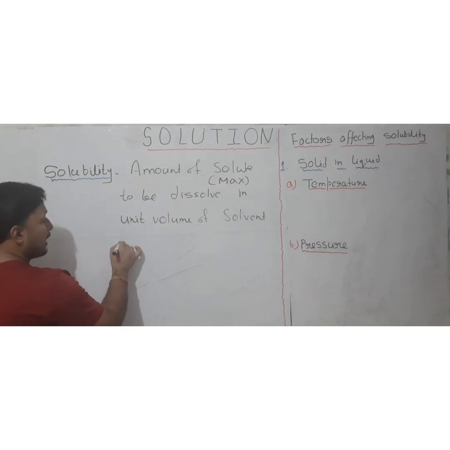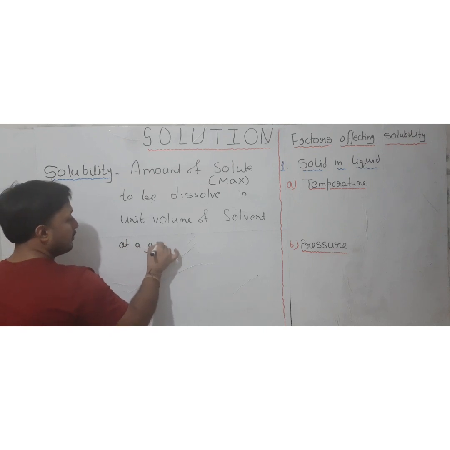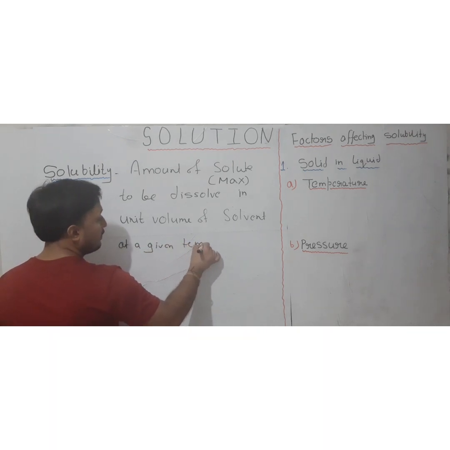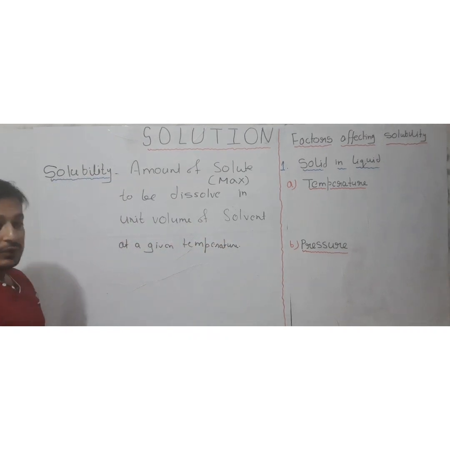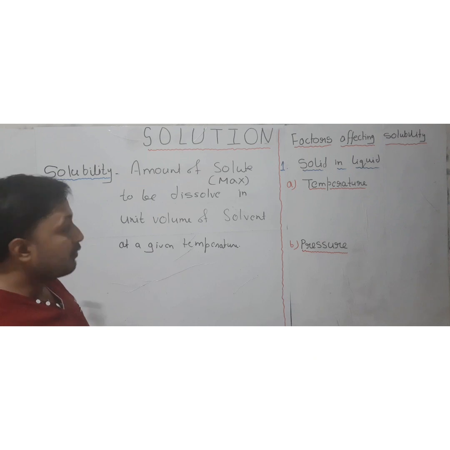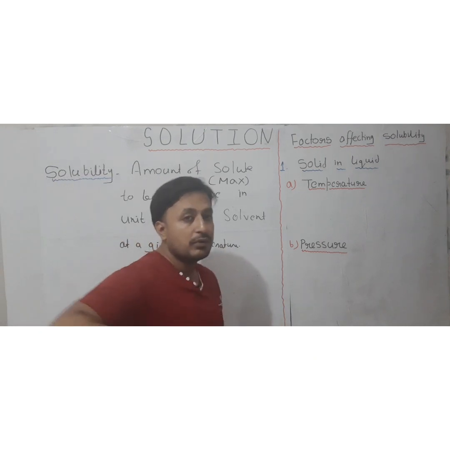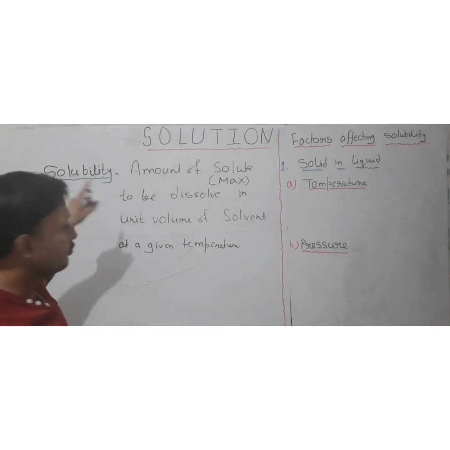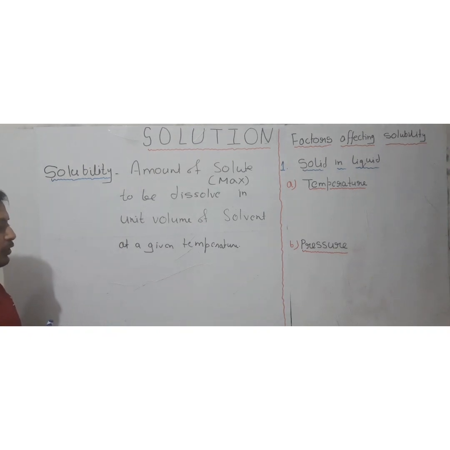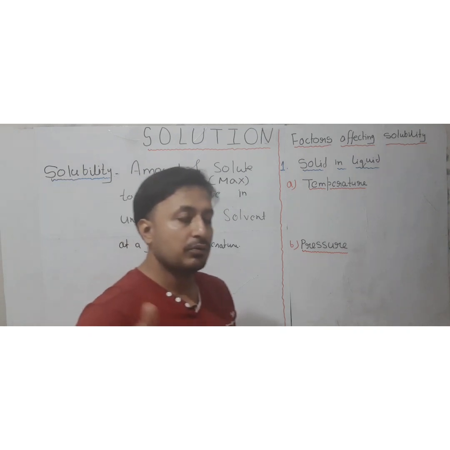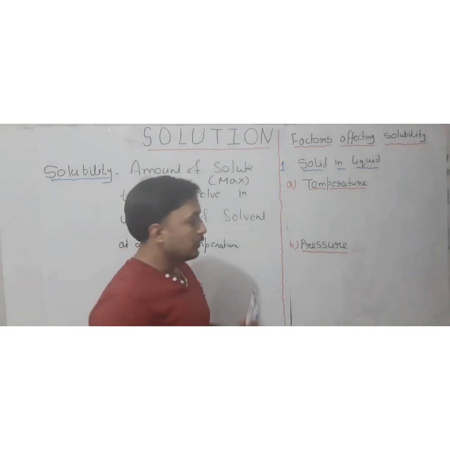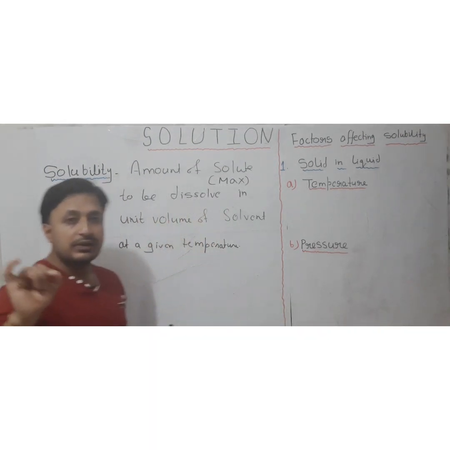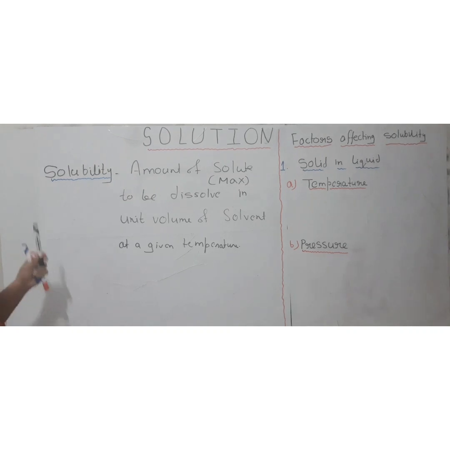But one more thing, at a given temperature, means we are keeping the temperature constant at that point. Then only whatever the maximum amount of the solute which is dissolved in a given amount of solvent, that is known as its solubility. Okay, because if you vary the temperature, then the amount of the solute which is going to be dissolved in a given amount of the solvent may also vary. So if you want to calculate the actual value, then you have to keep the temperature constant. Okay, so that is solubility.